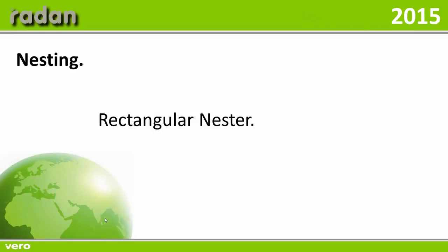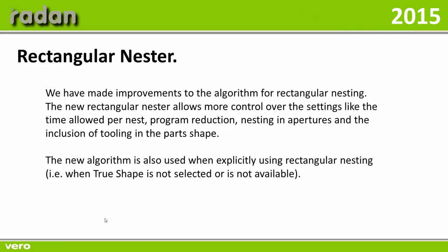Rectangular nester. Here at Radan we are always striving to improve the nesting algorithms within our software. So you will see in every release of software there are some improvements or modifications to the nester. In Radan 2015 we have added some major improvements to the rectangular nester. We have now given the user much more control over the nesting times, the program reduction, nesting in apertures, and the inclusion of tooling in the part shape. Now this is specifically for the rectangular nester.